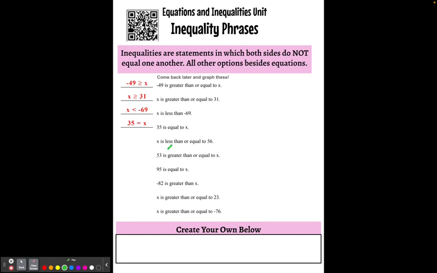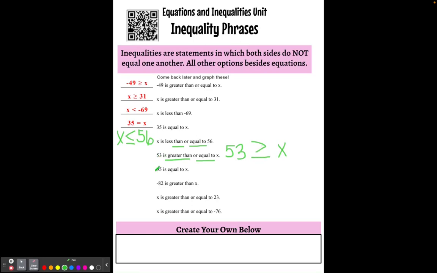So I have x is less than or equal to 56. So notice you have the words that are going to tell you what symbol to put in there, right? So I have 53. I'm going to put it over here since I write bigger. 53 is greater than or equal to x. So I have to do a greater than or equal to symbol.